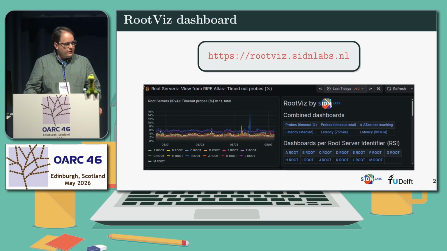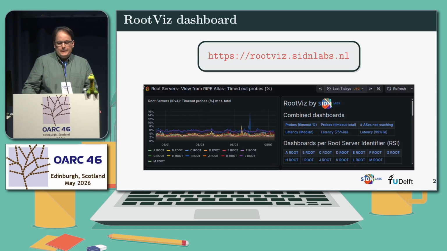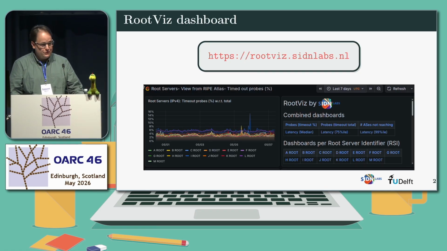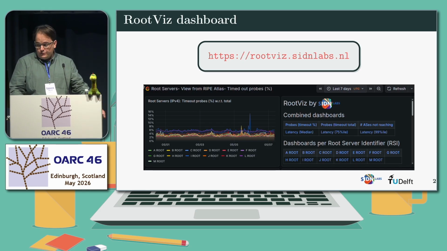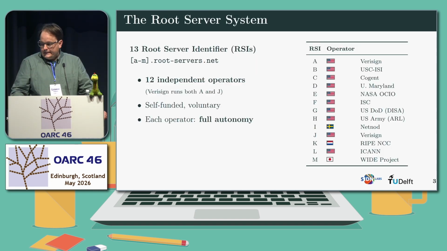Let me sense the crowd a little bit here. How many folks have seen this dashboard that we just put the link to here? Can you raise your hands? All right, so some folks, cool. So we created this dashboard, which I call RootViz. It's heavily inspired by DNS-Viz, but instead of showing DNS, it just shows root reachability data and latency. We're hosting this at SIDN, and it's just a Grafana dashboard. That's in short of it. I invite you to check it out later on.